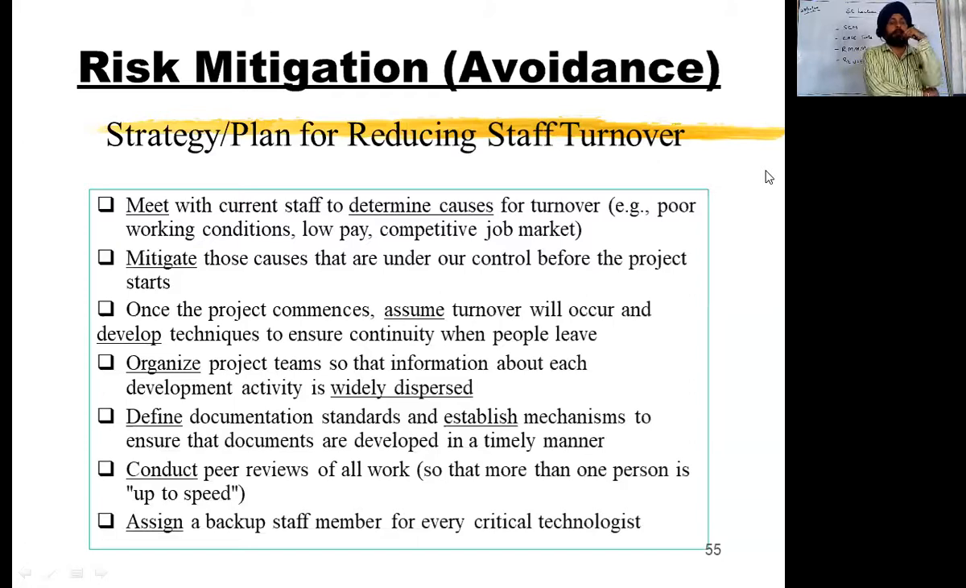I stop here for half a minute. You go through this. Similarly, you can quote different examples and different situations, and give the strategy or plan for how you can avoid that particular situation.